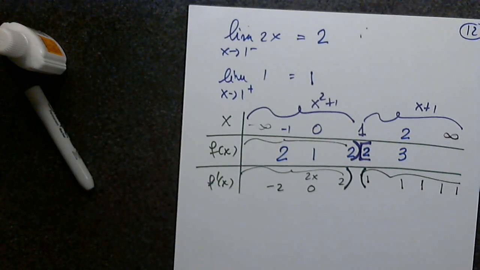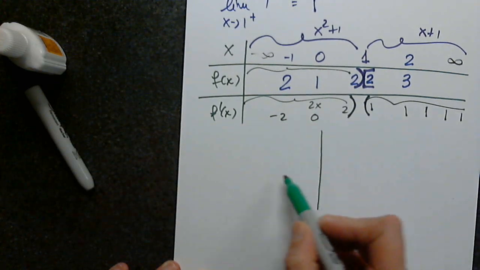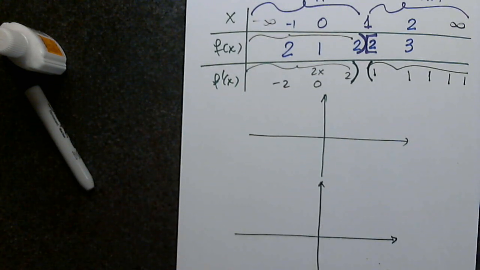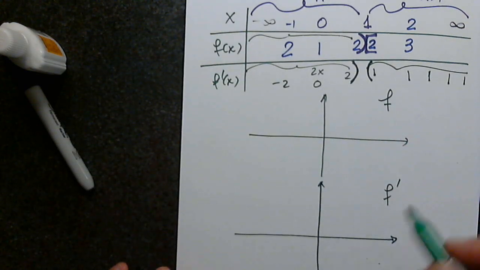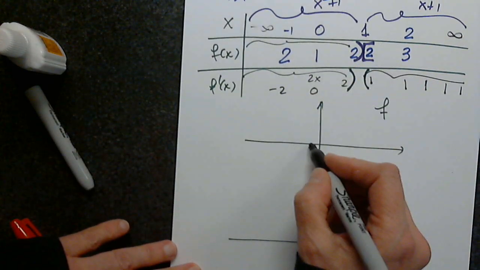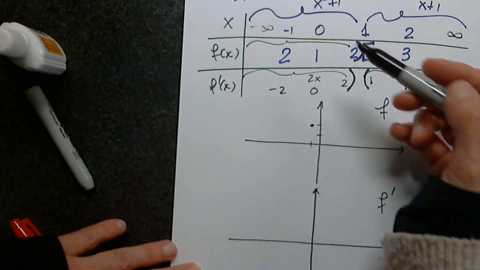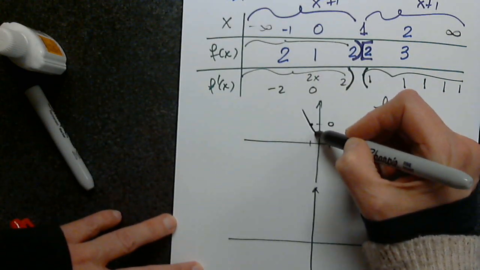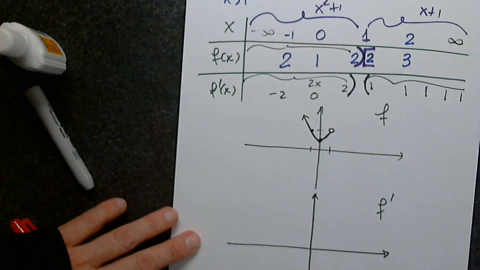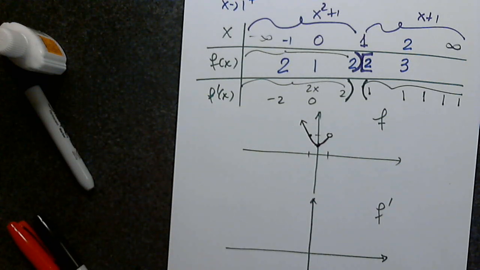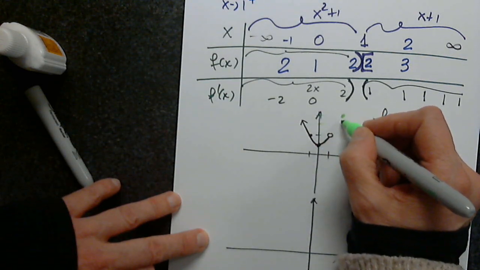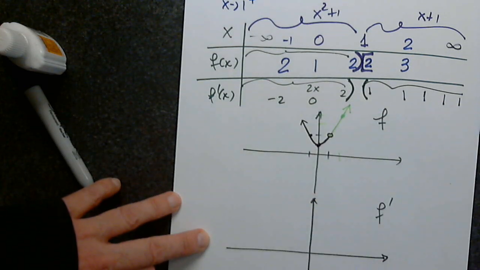So now I'm going to graph both. Please leave enough room under the graph of f of x so we can put in there the graph of f prime. So this will be the graph of f, and this will be the graph of f prime. For f, I see negative 1, 2. I see 0, 1. I see 1, 2 open initially. This is quadratic. I know this is f. But on the other side, I will fill it in. I'll use a different color because I want you to understand what's happening. So this is 2, 3. So I'll fill it in. So this is the graph of function f.